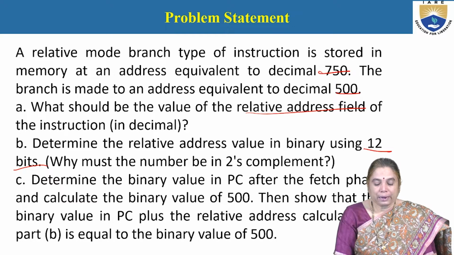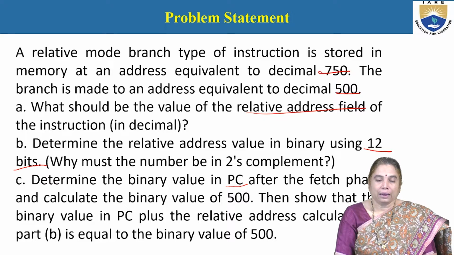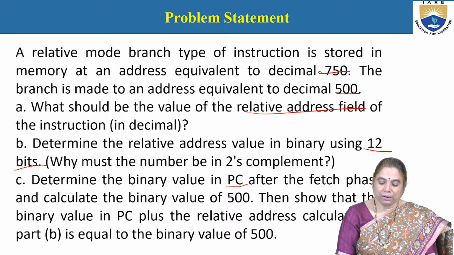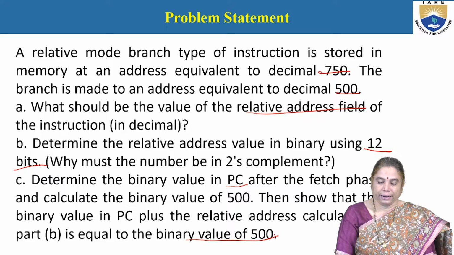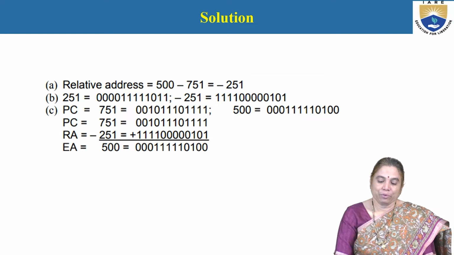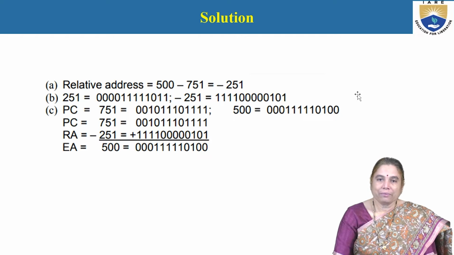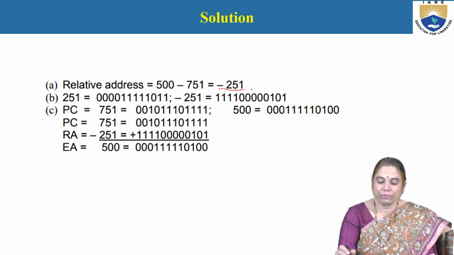Next, the third part is to determine the binary value of the PC after the fetch phase and calculate the binary value of 500. Then show that the binary value in PC plus the relative address calculated in part B is equal to the binary value of 500. So the relative address has to be calculated here as 500 minus 751, so minus 251.